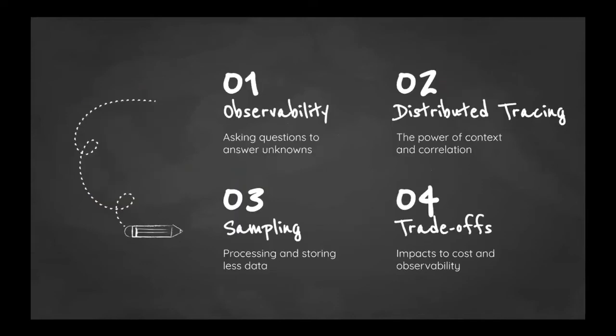So today I want to cover a few different aspects. First, just a very quick introduction around what is observability. Then we'll focus in on distributed tracing and how sampling is used with distributed tracing. And then all the different trade-offs depending on the sampling decisions you decide to make for your environment.